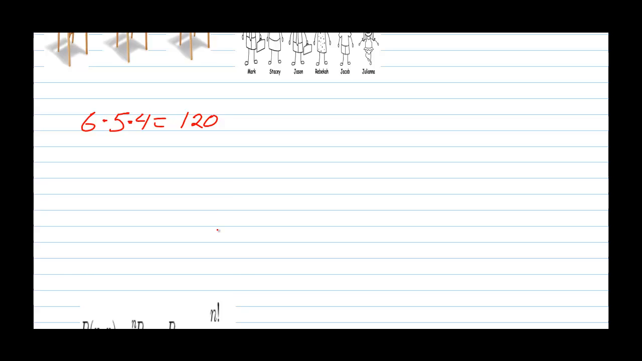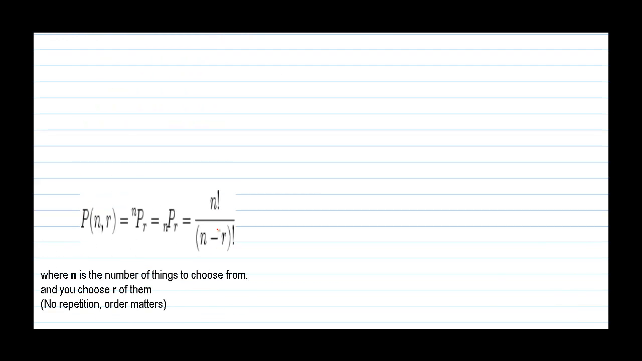Now, if we want to put this into a formula, we use this formula here, where n is the number of things to choose from, and you choose r of them. And again, just for a little bit of reminder, n factorial is, if you have, for instance, 5 factorial, 5 factorial equals 5 times 4 times 3 times 2 times 1. So whatever factorial you have, you just multiply it by every number down to 1.